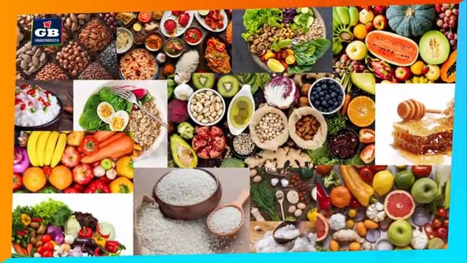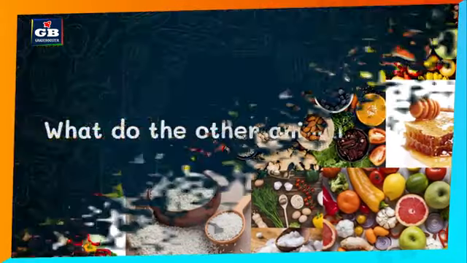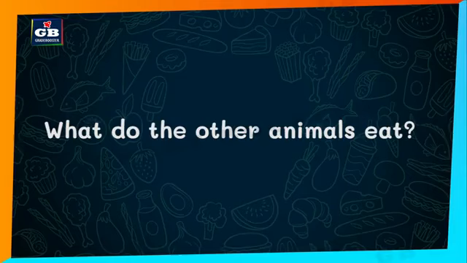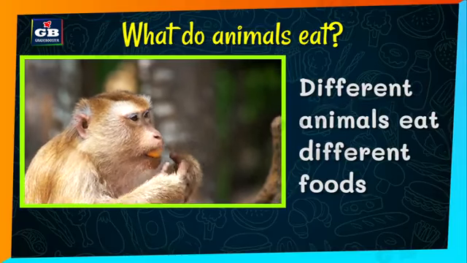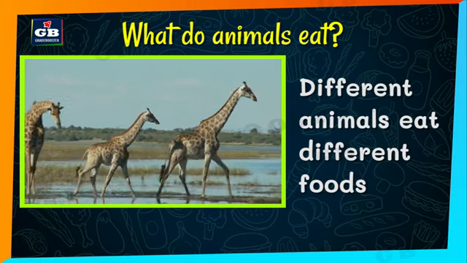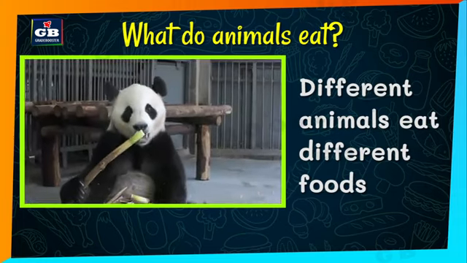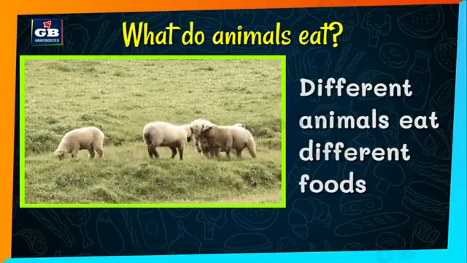So we have discussed the variety of food eaten by humans. Now let us see what the other animals eat. Animals eat the food that is available in nature. But all the animals are not eating the same kind of food. Different animals eat different foods.